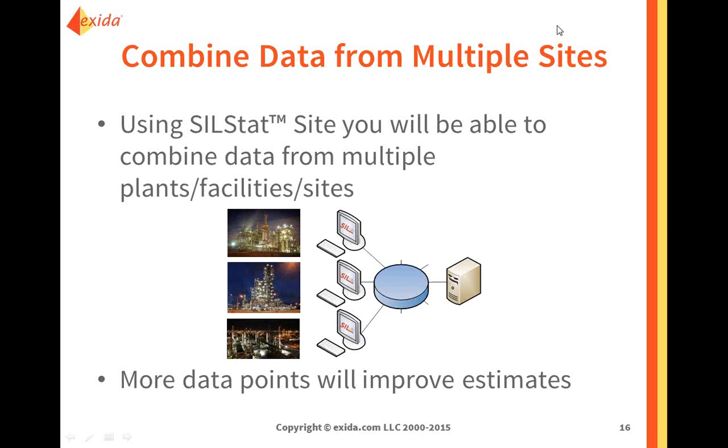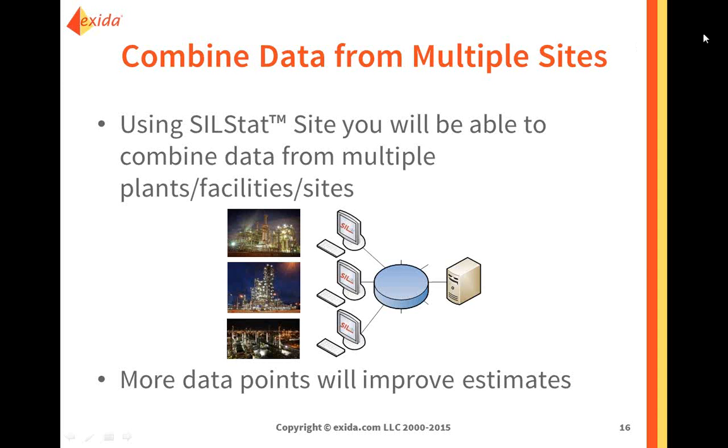Now, one of the things you need to take into consideration when you are calculating failure rates: if you just have a few data points, your estimates will be all over the place. Your confidence intervals will be very, very broad, simply because there are not enough data points. The more data points you get, the narrower your confidence limits will be, and the closer you will be to an actual failure rate versus a wide range of potential failure rates. So by combining data from multiple sites, you may be able to achieve that.